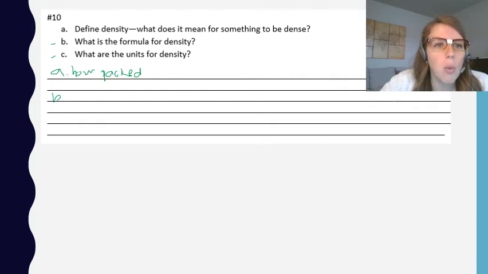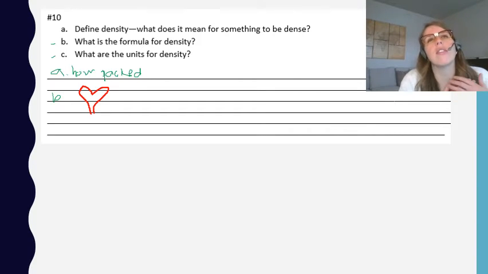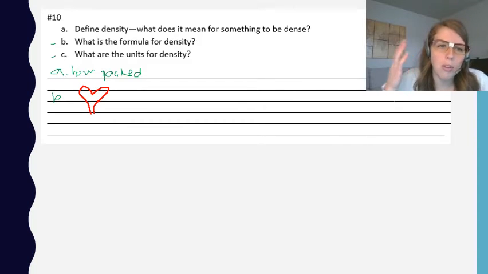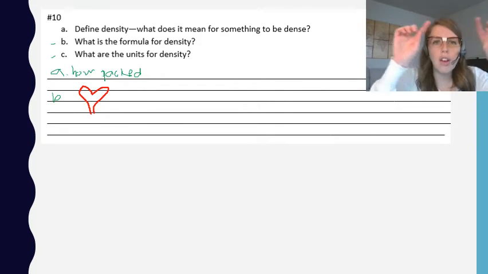Letter B, what is the formula for density? Please, please, please tell me you remember. And if you don't, maybe this will help remind you. Oh my heavens, do you remember? So we often say that density equals love, and we do that because it helps us remember the formula.